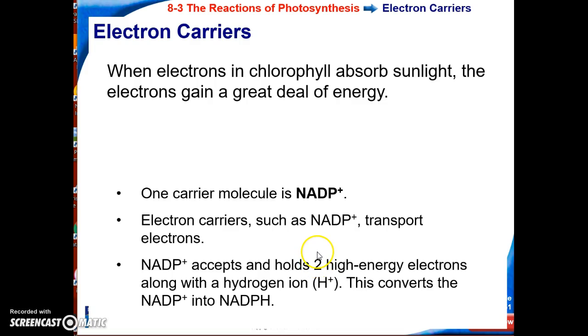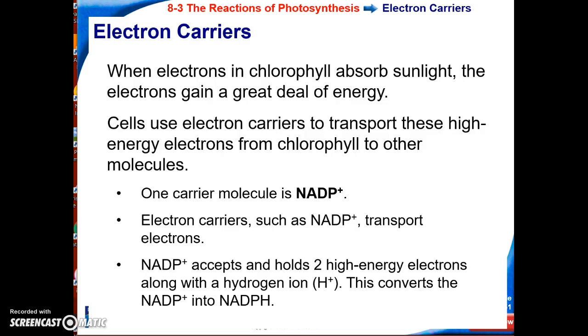The NADP molecules are what we call electron carriers. So when the electrons in chlorophyll absorb the sunlight, those electrons get a lot of energy. And so cells use electron carriers to transport these high energy electrons from the thylakoid to the stroma. And one of those carrier molecules is NADP+. NADP+ accepts and holds actually two high energy electrons.